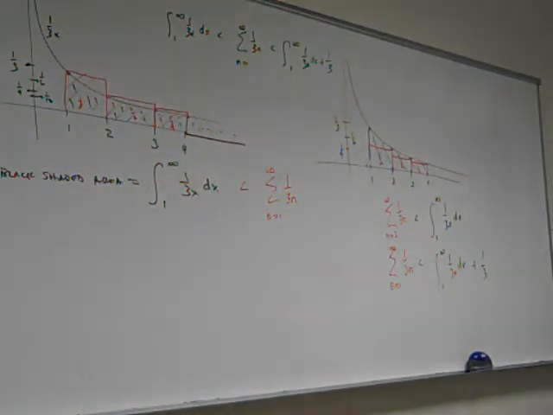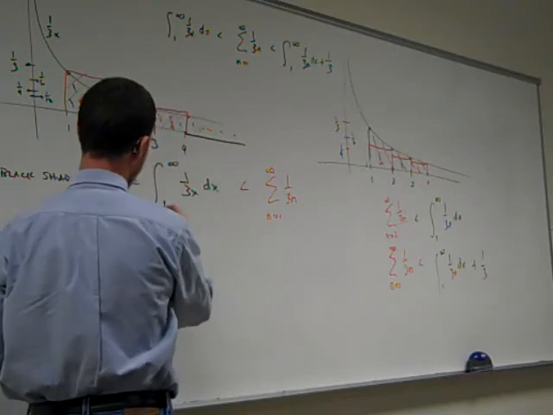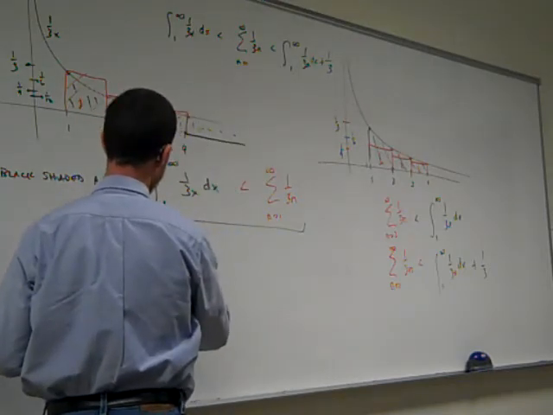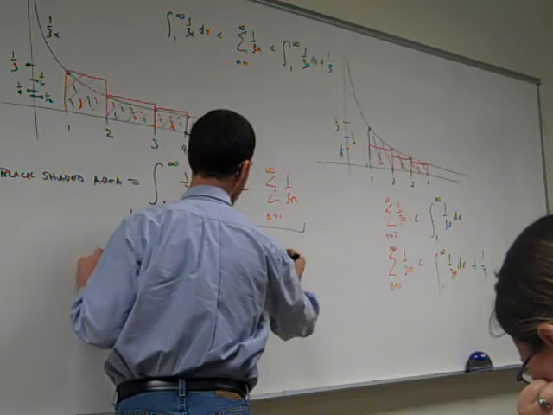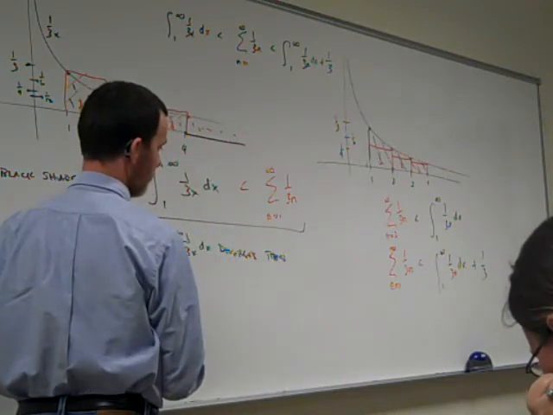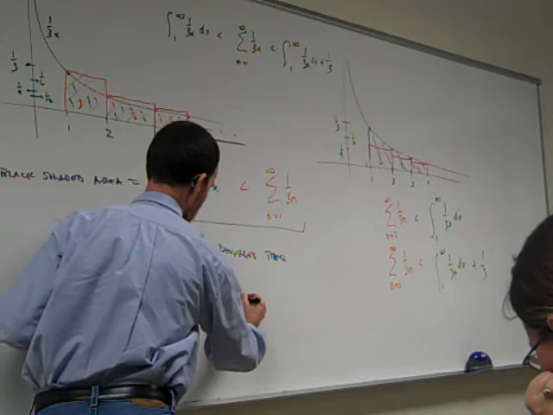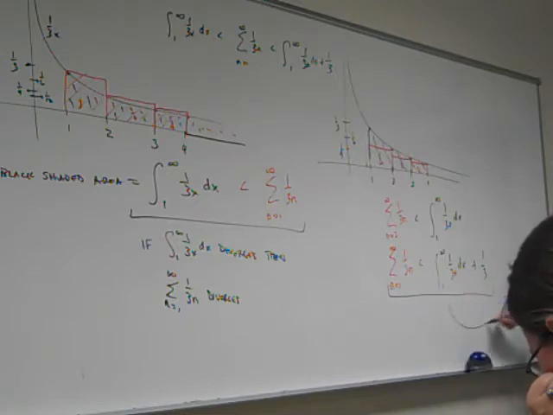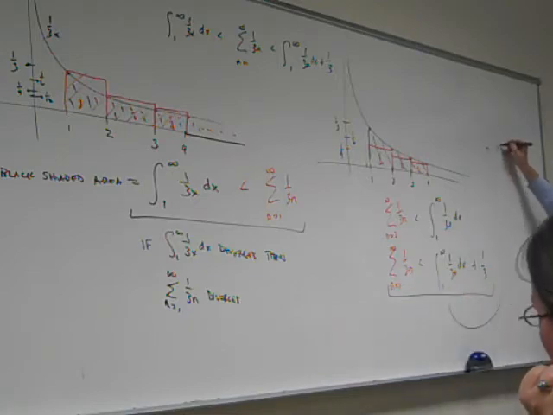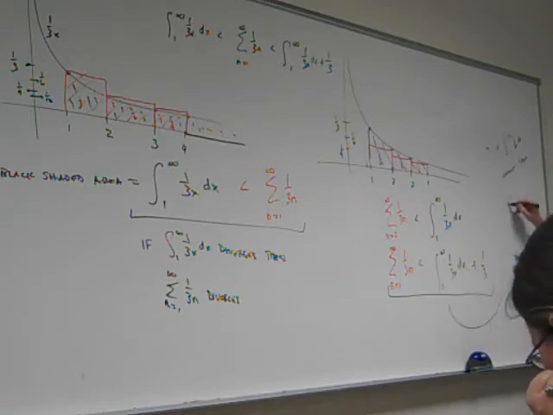Okay, so let me say what we conclude here. If this is less than this, from this statement, I can conclude that if the integral from 1 to infinity of 1 over 3x dx diverges, then what's true? Then the sum from n equals 1 to infinity of 1 over 3n diverges. And over here, from this statement, I can conclude what? If the integral converges, then the sum converges.